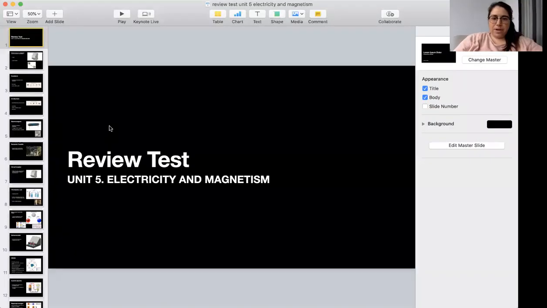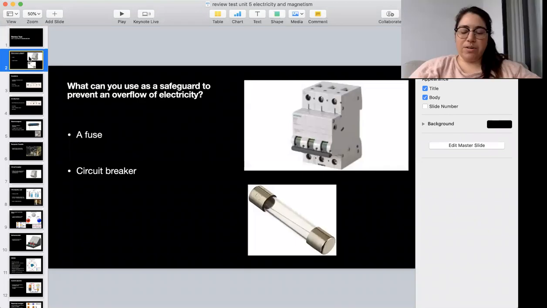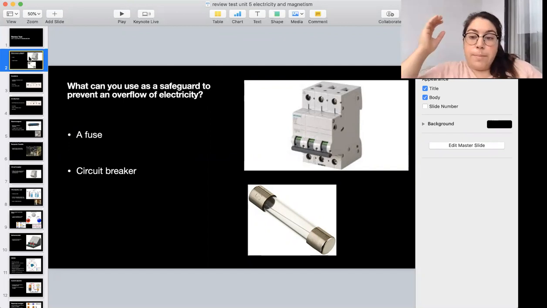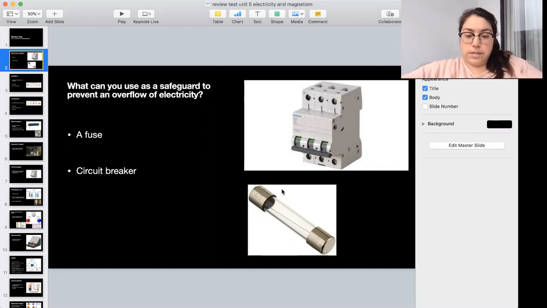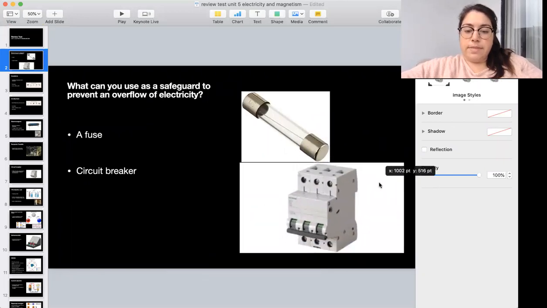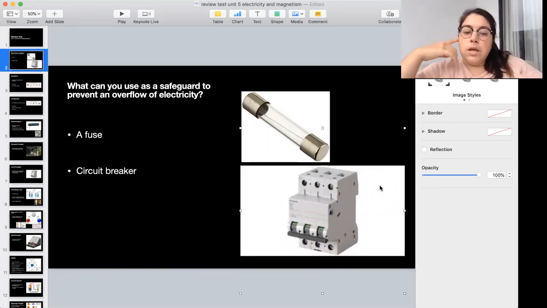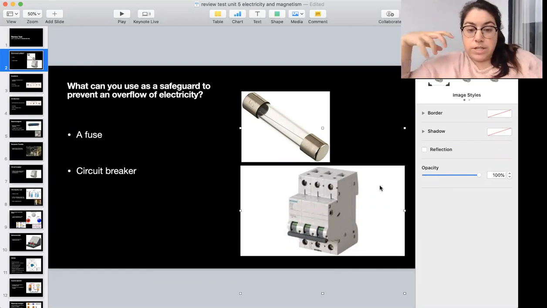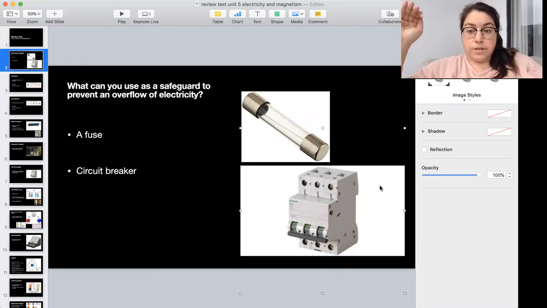Okay, today we're gonna review about electricity and magnetism because you have your test. So let's review some of the concepts. Remember when we talked about a fuse, this little thing here, and then a circuit breaker. Remember that these are devices that we use to prevent an overflow of electricity. They are like a safeguard. They protect you, so if there's too much electricity, they stop the electric current.